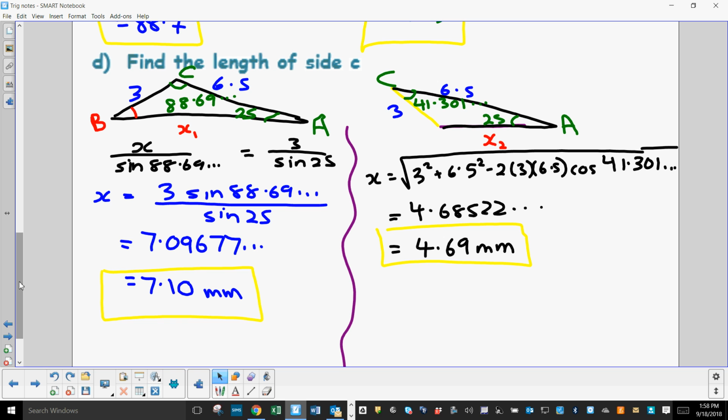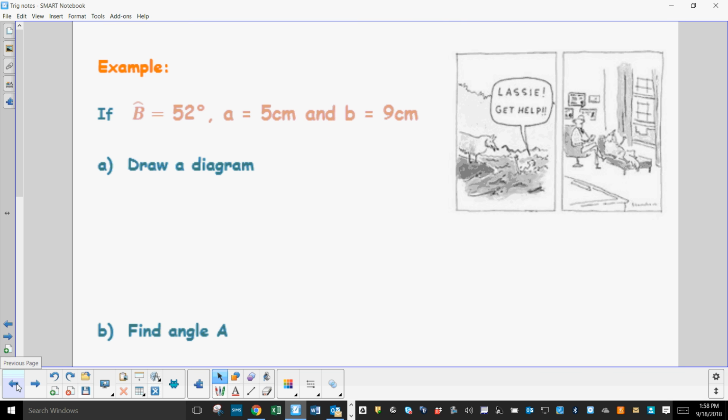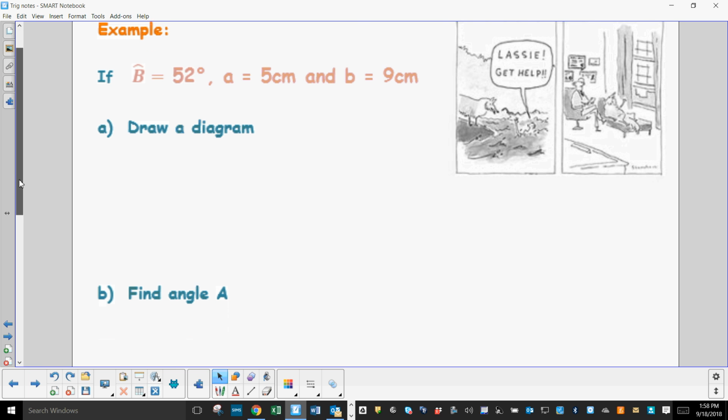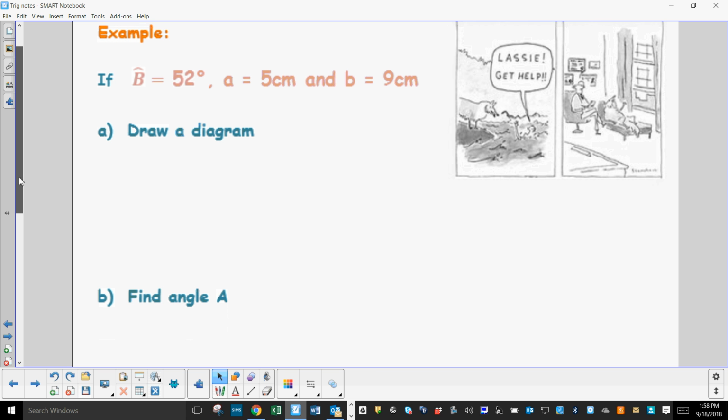Anyone still writing? It's okay if you are. Yes. Yeah, that's good. Okay. It's only that sometimes it's slightly different with the sine rule. Do you see I put an ambiguous cartoon in?